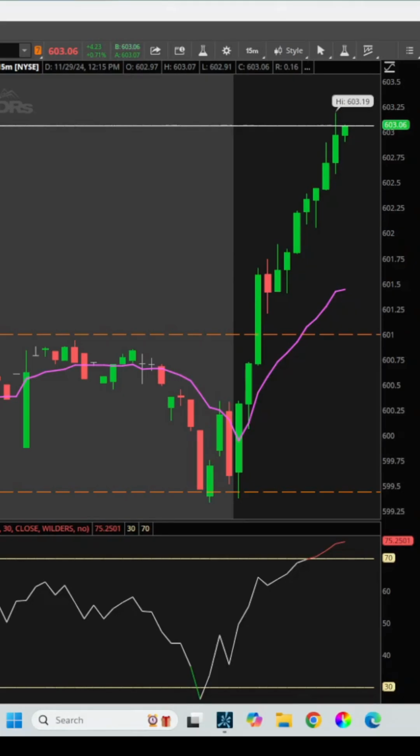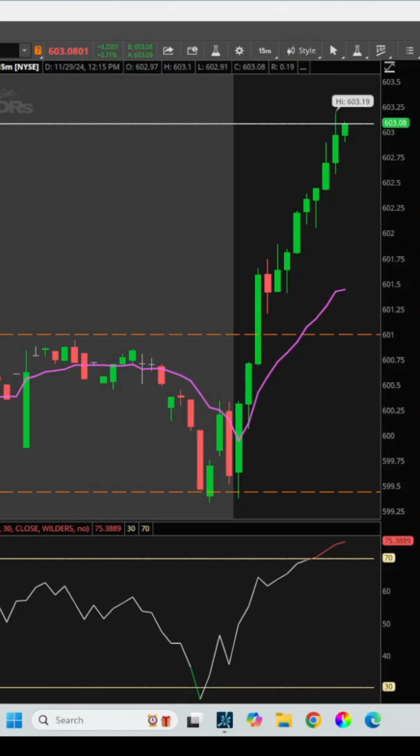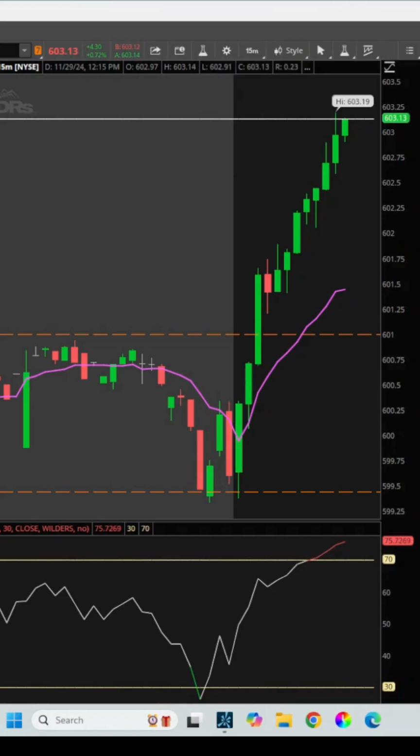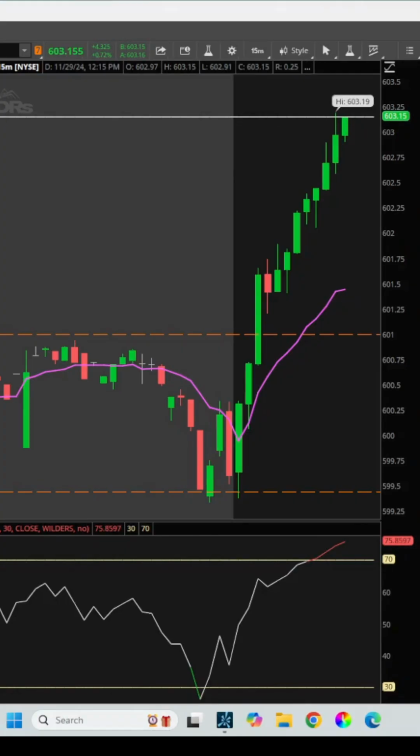VWAP with other indicators for confirmation. RSI, Relative Strength Index. Use RSI in conjunction with VWAP to gauge overbought or oversold conditions. If the RSI is below 30, oversold, and the price is near or below VWAP, it could indicate a buying opportunity. Conversely, if RSI is above 70, overbought, and the price is above VWAP, it could suggest a short opportunity. Moving averages. You can add a 50-period and 200-period moving average to your chart to help confirm trends. If the price is above both moving averages and above VWAP, it's a sign of a strong uptrend.